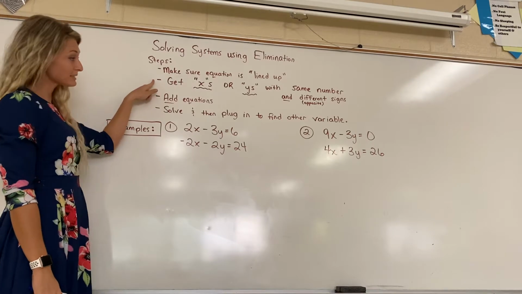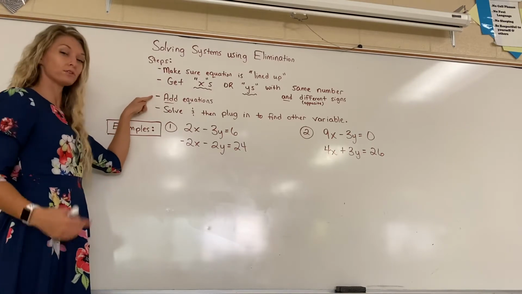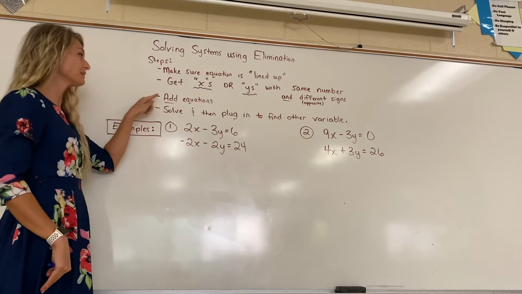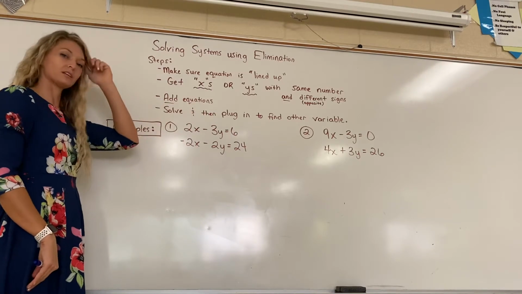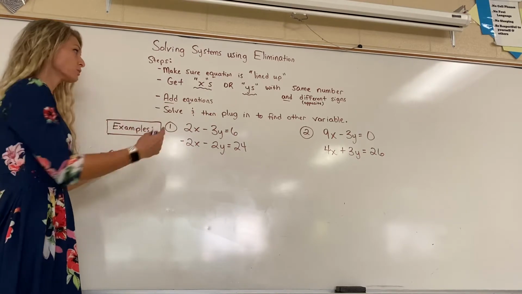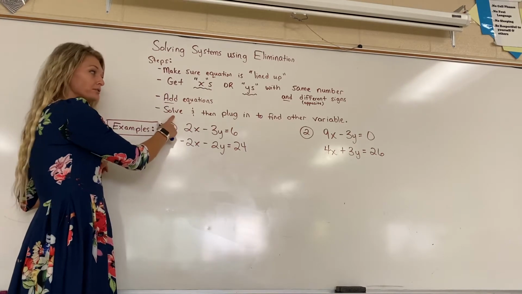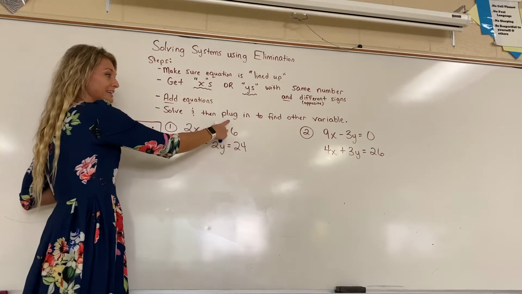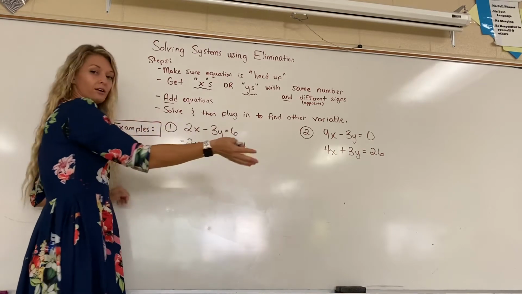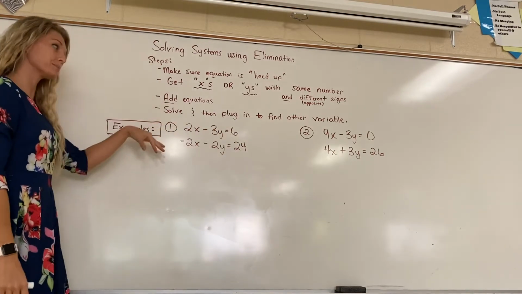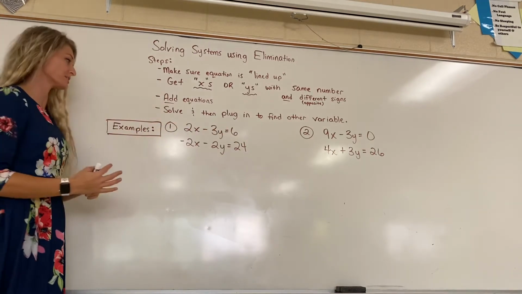Once you make sure that's happening, all you have to do to make the elimination happen is add the equations together, okay? Once you add them, you'll solve and find one of your variables, and then you'll plug in that variable to find the other one, okay? So those are the steps. Now let's actually go through the process.